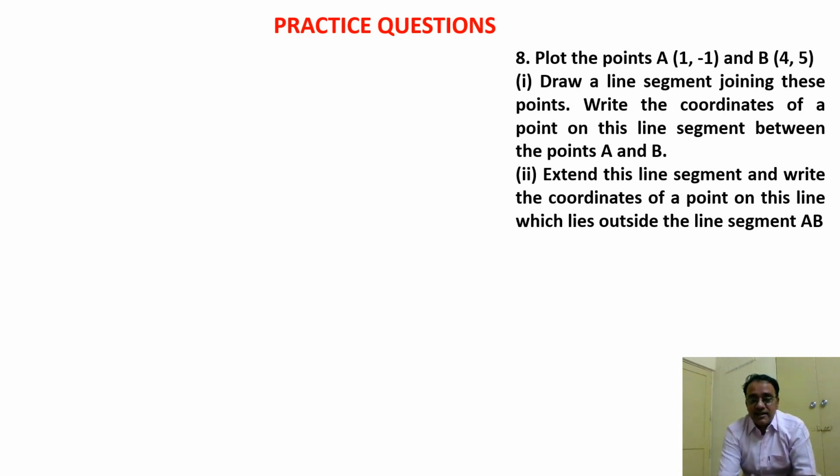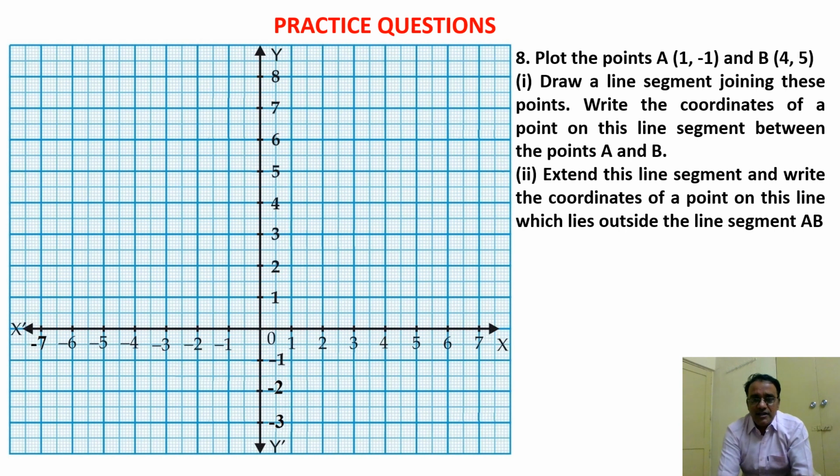And the second bit is: extend this line segment and write the coordinates of a point on this line which lies outside the line segment AB. Okay, so ये blank graph हो गया. So सबसे पहले we are going to plot the points A and B.